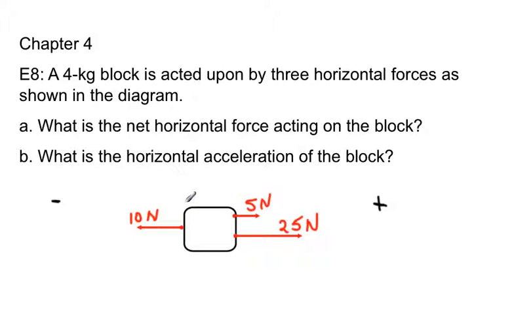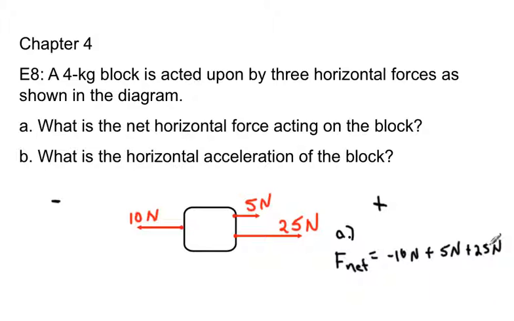Well, I have to add up all the forces. If you're going to the left, you're going to be negative. If you're going to the right, you're going to be positive. So I'm just going to add them up here. So the F net, the net force, is equal to negative 10 newtons plus 5 newtons plus 25 newtons. That's going to be your net force.